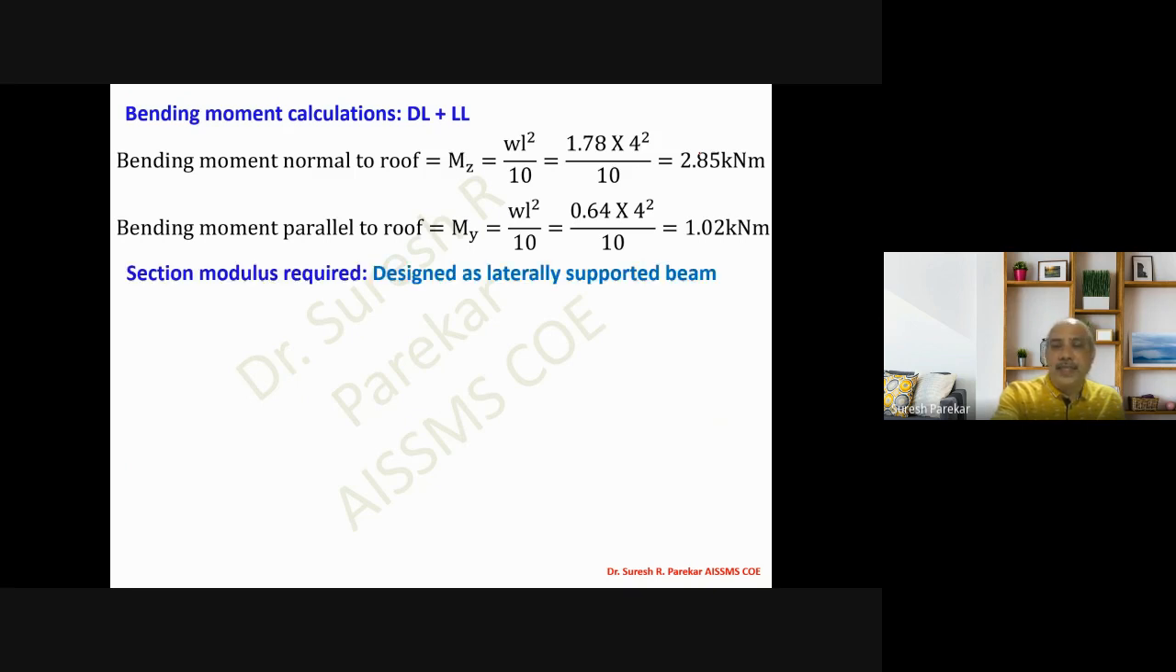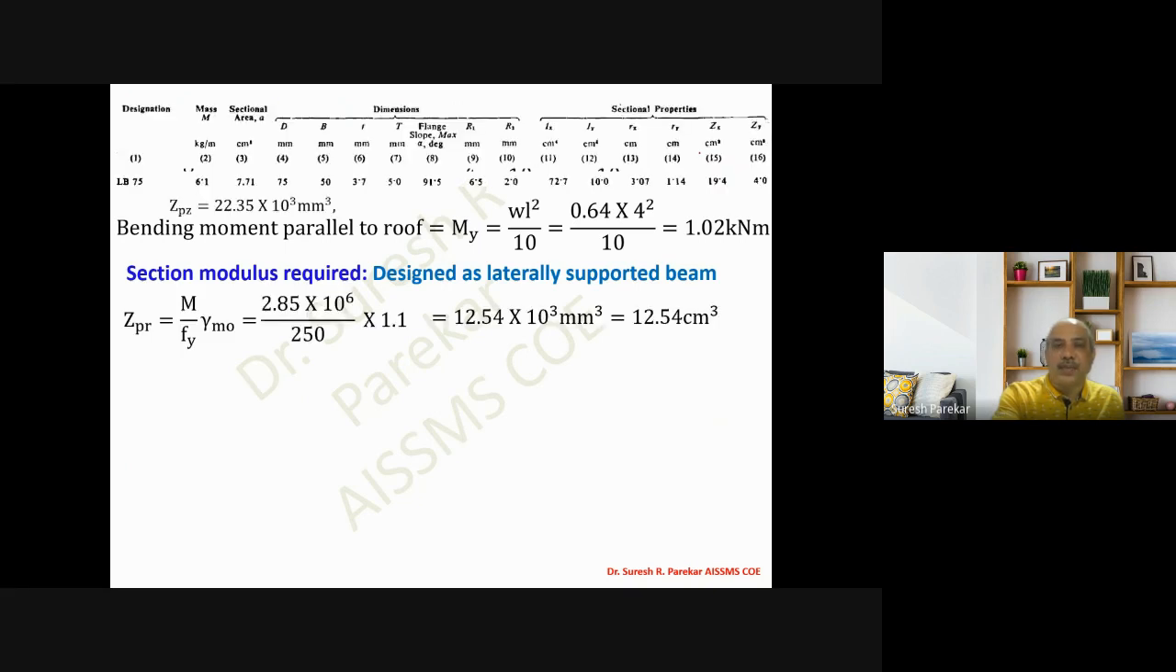Now design it as laterally supported, and ZP required we have 12.54 centimeter cube. Now we have ZP value, that is ZPZ of ISLB, we have 22.35, and that can satisfy our requirement, which is 12.54. But this is only along Z direction. As we have biaxial, so in short we have to check it, is it satisfy our requirement, or we require higher section to satisfy the requirement.